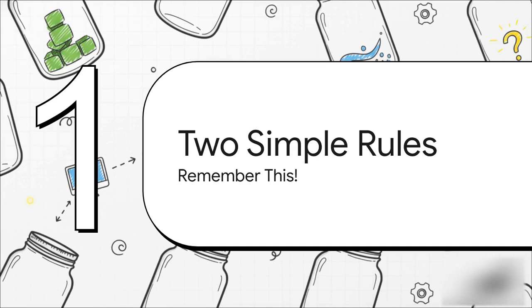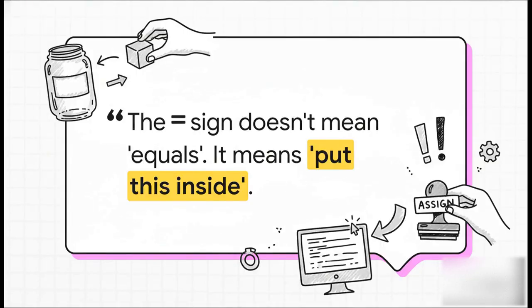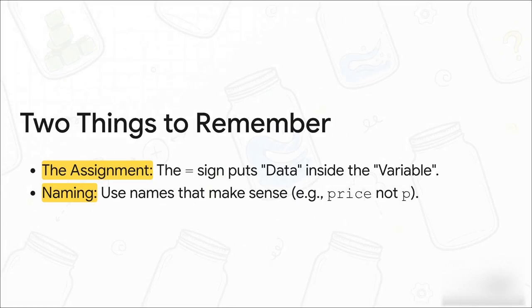Okay, you've totally got the main idea. Now, to make sure this really sinks in, there are just two super simple rules you need to remember. Now, this is maybe the most important part. That equal sign, it does not mean equals like it does in math class. In programming, the equal sign is an action. It means assign, or even better, put this inside. It's an instruction, not a question. So let's lock in those two rules. First, assignment. Remember that equal sign is your command to put the data into the variable. Second, naming. You want to use names that actually make sense. I mean, sure, you could call a variable P, but calling it price makes it so much easier for you and anyone else to understand what's going on.